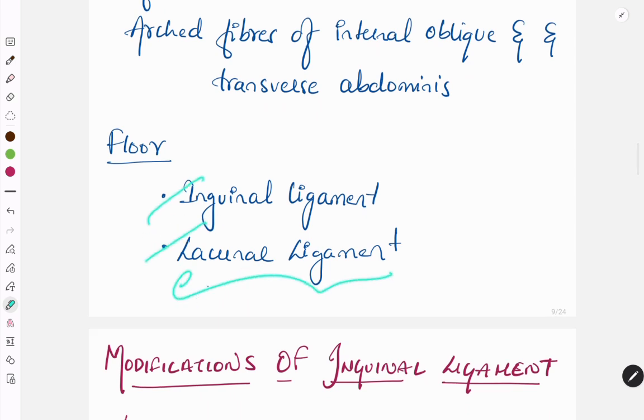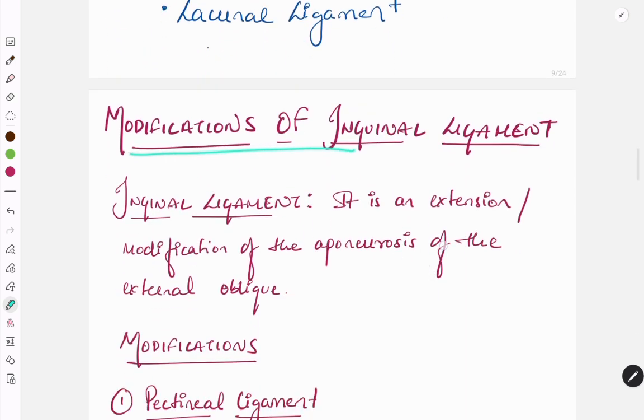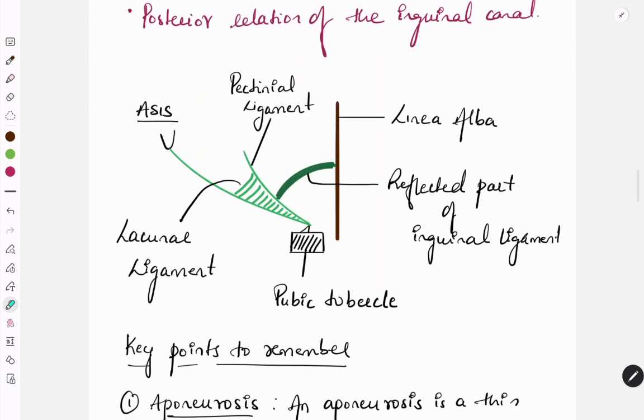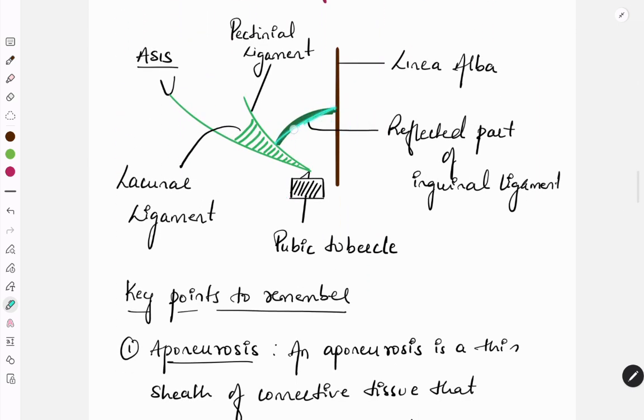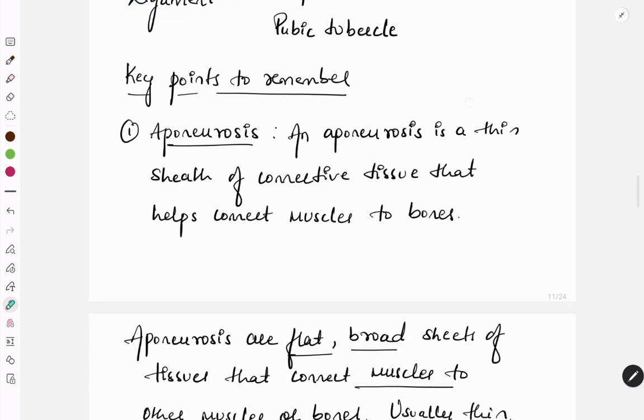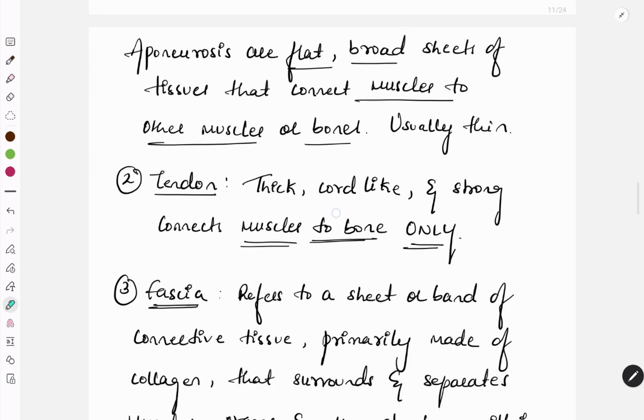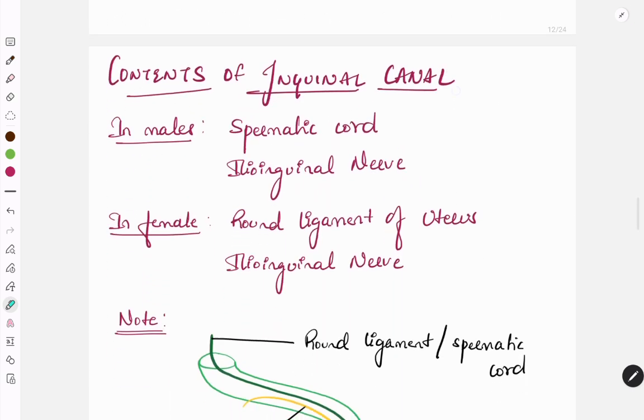So to understand lacunar ligament, we went into the modifications of inguinal ligament. You can just remember this diagram. This is the reflected part of inguinal ligament. This is the inguinal ligament, this is the pectineal ligament, and between these two is the triangular fossa. It is nothing but your lacunar ligament. Then we learned the differences between aponeurosis, tendon, fascia, ligament.